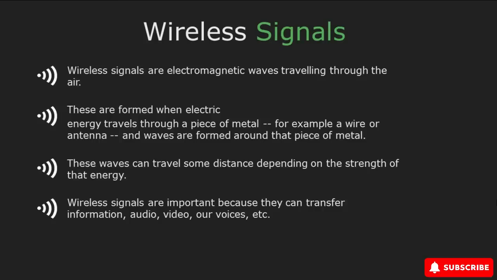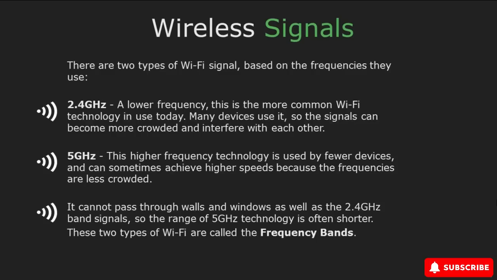Next is wireless signals. Wireless signals are electromagnetic waves traveling through the air. They are important because they can transfer information like audio, video, or voices, and so on. There are 2 types of Wi-Fi signal: 2.4 GHz, a lower frequency, this is the more common Wi-Fi technology in use today, and the 5 GHz, which is a higher frequency used by fewer devices and can achieve higher speeds. The range is also shorter.